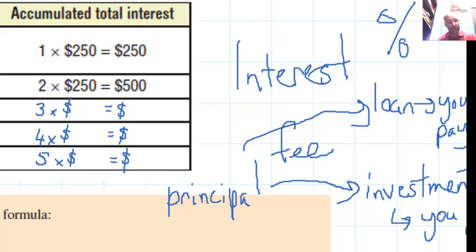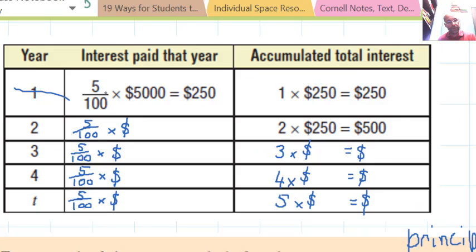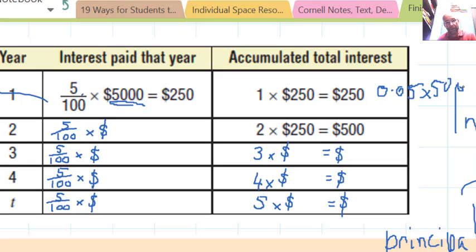Let's have a look at this table here. If we had a 5% interest rate and we started with a principal of $5,000, after a year, we would make one lot of 5% of $5,000. So 10% of $5,000 is $500, so half of that is 5%, and that's $250. Or we could have gone 0.05 times 5,000, and you get $250.